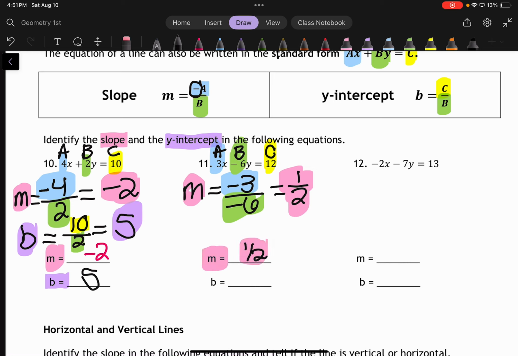All right, and then for my b, my y-intercept. So my y-intercept, the formula is c, which is 12, divided by b, which is -6. And 12 divided by -6 is -2.